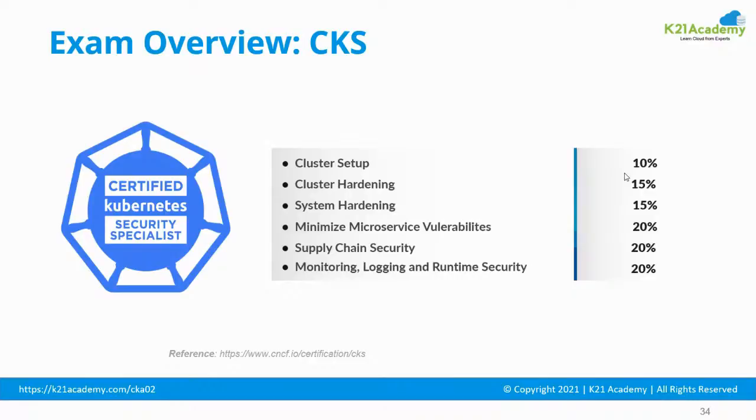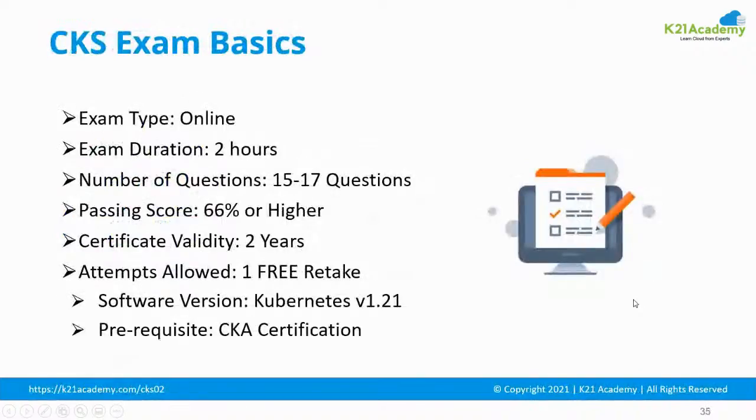That covers 10% setup, then cluster hardening, system hardening, and minimizing microservices vulnerabilities if there are security loopholes in microservices or containers. Then supply chain security, which is how you handle containers right from the development phase to the management phase, developing applications on containers and running them, at 20%. And finally monitoring, logging, and runtime security at 20%.